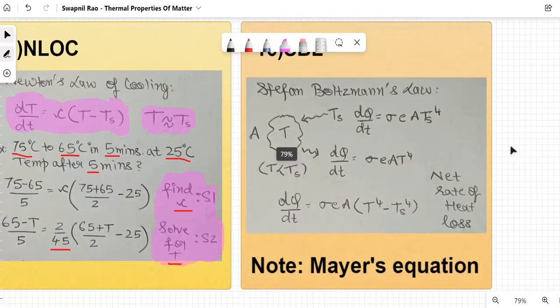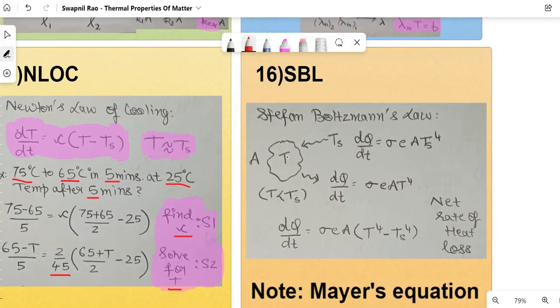Next one would be SBL, which means Stefan Boltzmann law. Over here, as you can see, there is a body and it gains temperature Ts, and it even radiates, which is given by this equation. This is called the net rate of heat loss, dQ by dt. So that would be equal to the rate of heat loss, and Ts, as you can see, the arrow is denoting the direction, is equal to the Stefan Boltzmann constant times, basically this would be the equation, which would be sigma times E times A times Ts to the power 4.